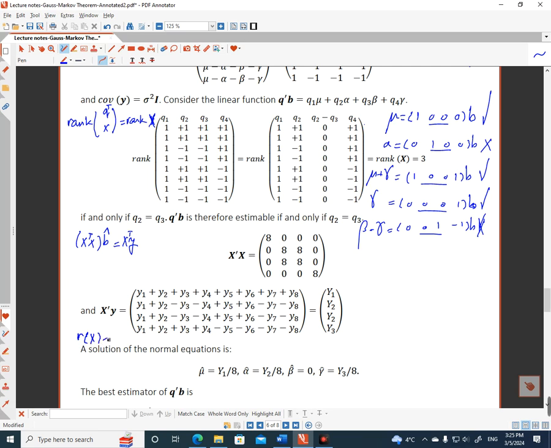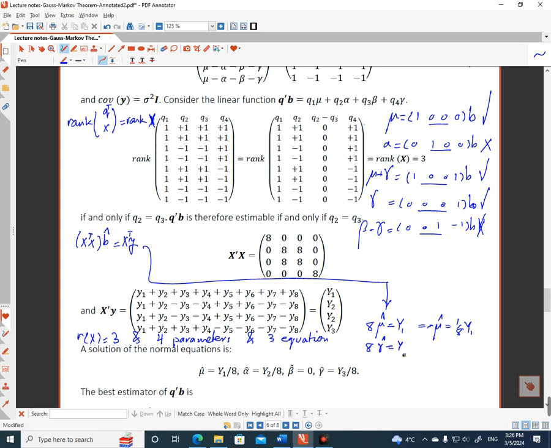Remember, the rank of X is equal to 3, and we have 4 parameters which are unknown and which we want to estimate, and we have 3 equations. It means that I have to set one of the parameters equal to 0 in order to get the solution. To see it better, from the normal equations, if I multiply the first row, I can easily get 8 mu hat equal to y1, which gives mu hat equal to 1/8 y1. Also you can simply get 8 gamma hat equal to Y3, which gives gamma hat equal to 1/8 y3.